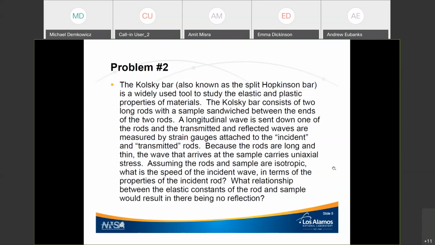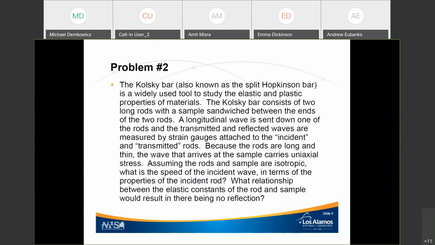Okay, the second problem is only slightly more involved, but it involves a condition that could conceivably arise in some situation. The second problem was using the Kolsky bar, which anyone who is familiar with material strength, dynamic strength studies has either used or at least seen data from the Kolsky bar, also known as the split Hopkinson bar. It's a widely used tool to study elastic and plastic properties of materials. And it consists of two long rods. The one that's more important for the purposes of our problem here is what's known as the incident rod.